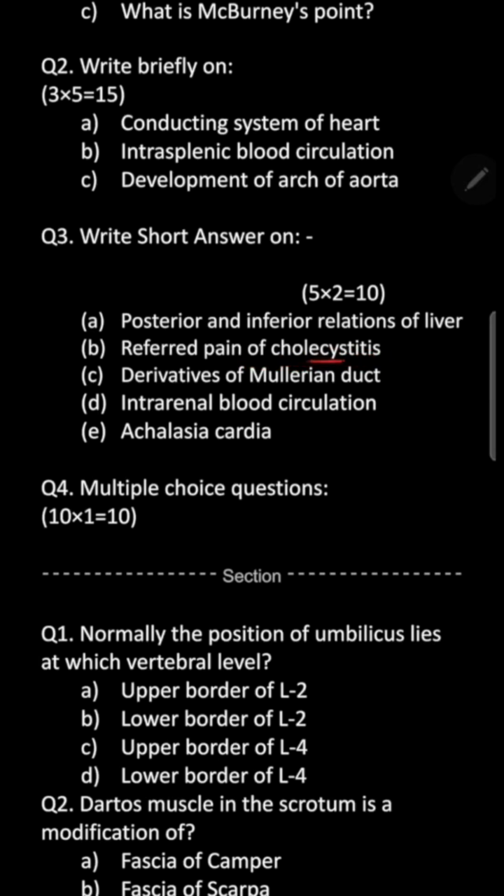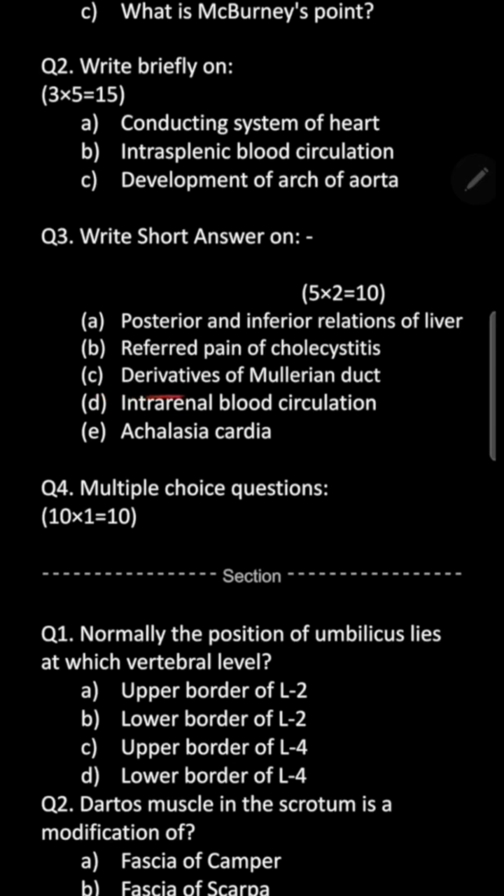In case of cholecystitis, if it's being carried by the vagus, meaning the parasympathetic afferent fibers, then in this case the pain is going to be referred in the region of the epigastrium. You can also draw it with the help of a diagram.